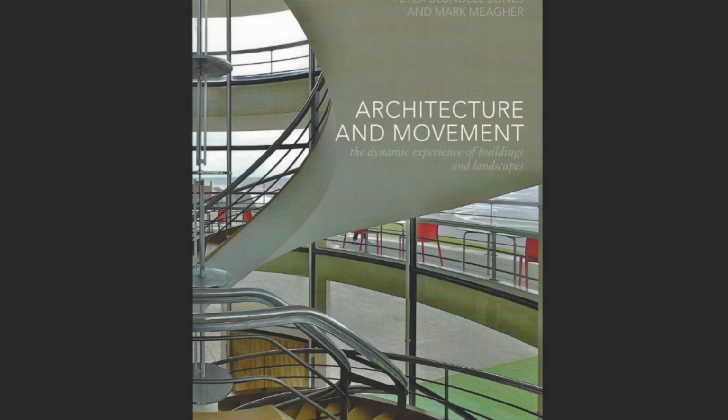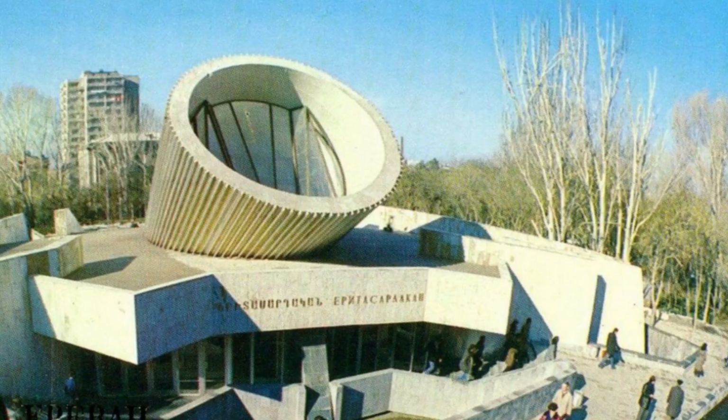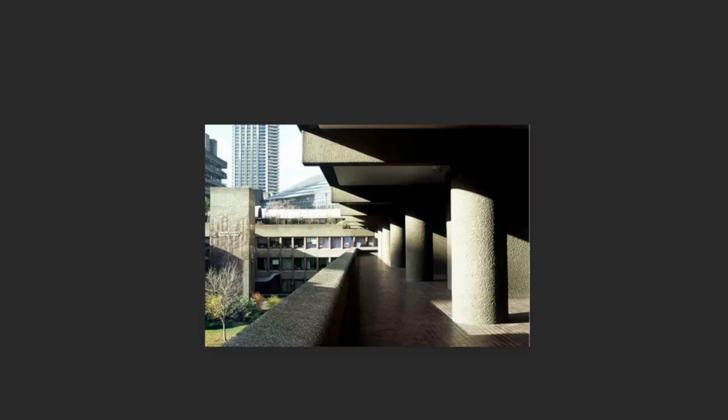Third, incorporate dynamic forms. Dynamic forms such as curves and angles can create a sense of movement within a space. This can be achieved through the use of curved walls, angled ceilings, and other architectural elements that create a sense of movement and flow.